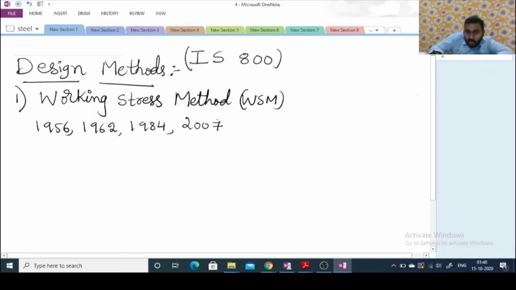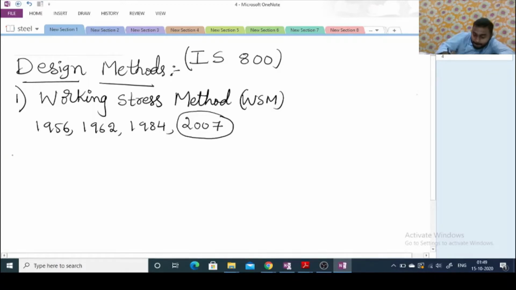But in this 2007 revision, this particular working stress method was sidelined and only mentioned in one unit. But in 1956, 1962 and 1984, more emphasis was given to the working stress method. It means in all the editions of IS 800 this method was mentioned, but in 2007 very little emphasis was given, right?